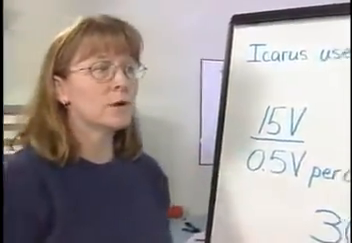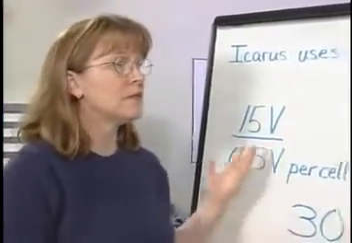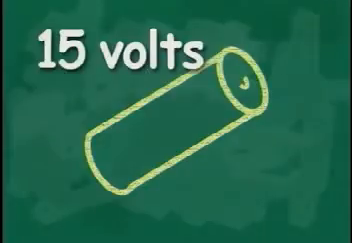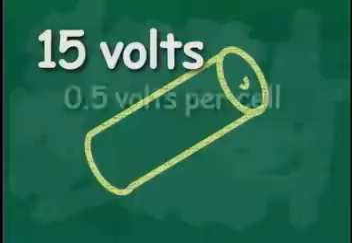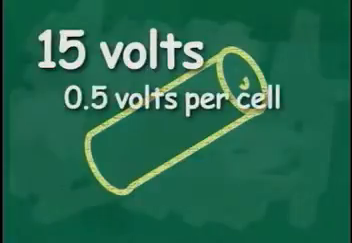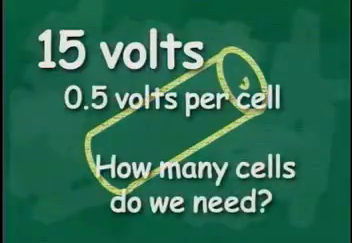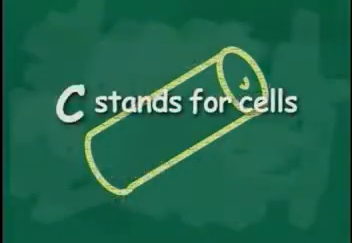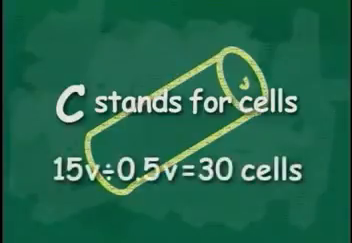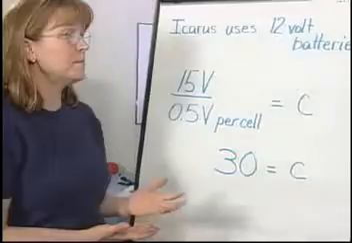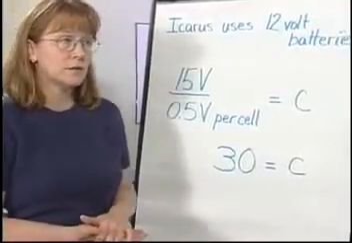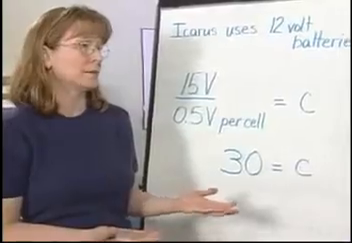To calculate the number of solar cells we need for the array, we use algebra. And since each Icarus solar cell provides 0.5, or a half a volt of charge, how many cells do we need for our solar array to produce the 15 volts? If we solve for C, which stands for the number of cells, we see that it will take 30 cells to give us 15 volts to successfully charge the batteries. From this information, we can arrange our solar cells in a solar array pattern.